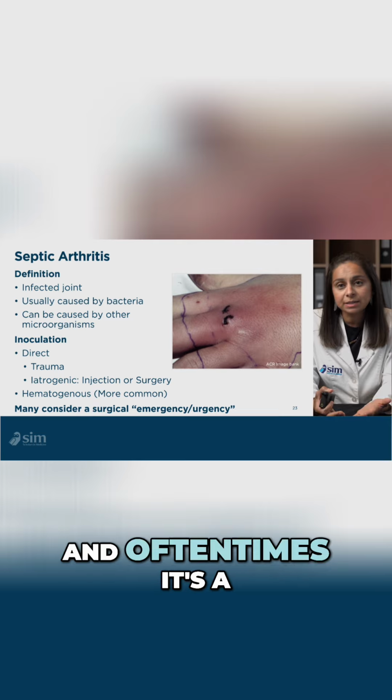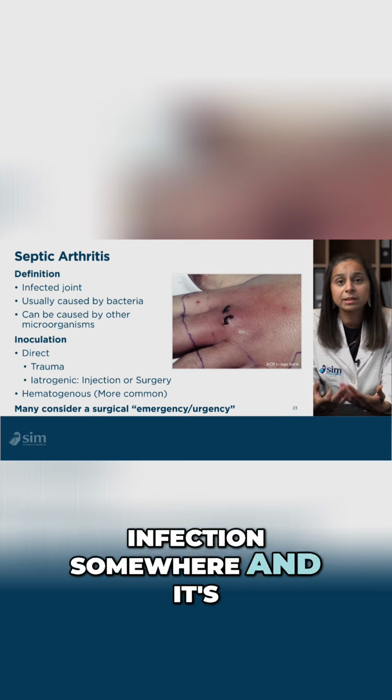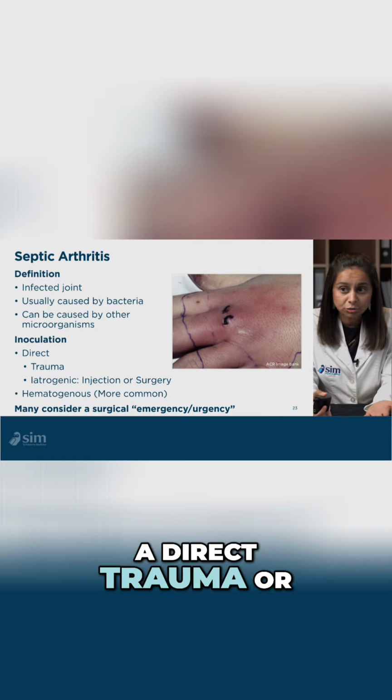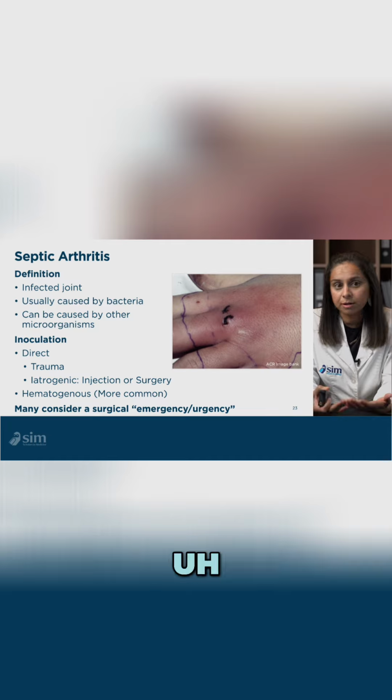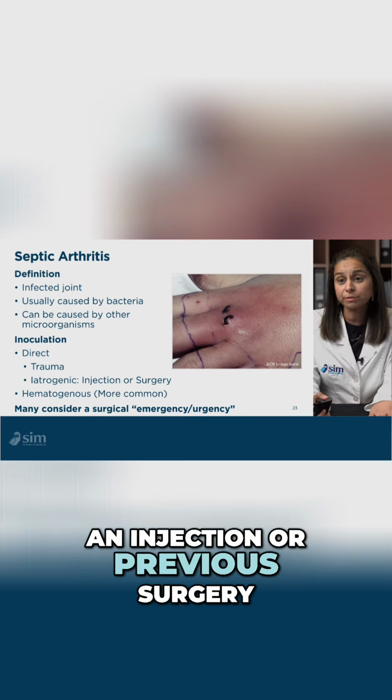And oftentimes it's a hematogenous spread, meaning they have an infection somewhere and it's spread to the joint. But sometimes it can be a result of a direct trauma or an iatrogenic result. For example, in a location where a patient has had an injection or previous surgery.